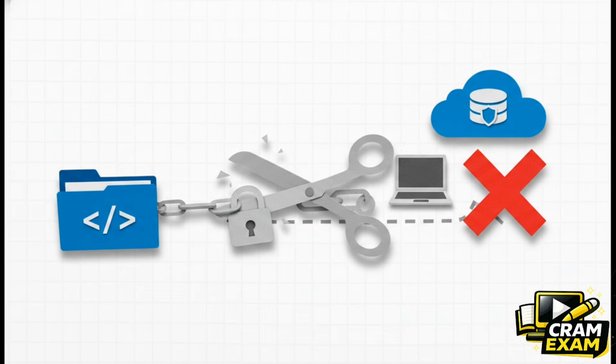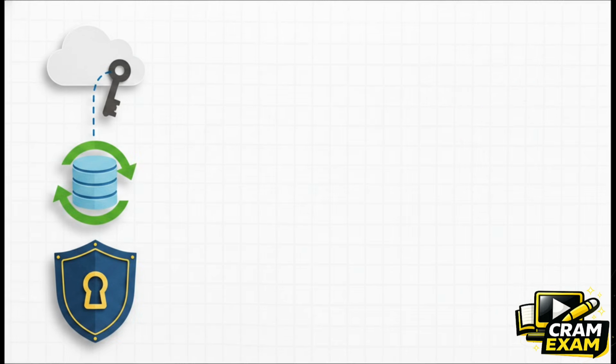Think about that for a second. You are decoupling the password from the code, and you are entirely controlling access using IAM. If a junior developer downloads the source code to their local laptop, they literally cannot connect to the production database because their local IAM user doesn't have the permissions to read the secret, even though the code is identical. That is true cloud security.